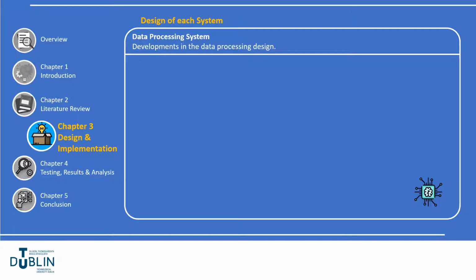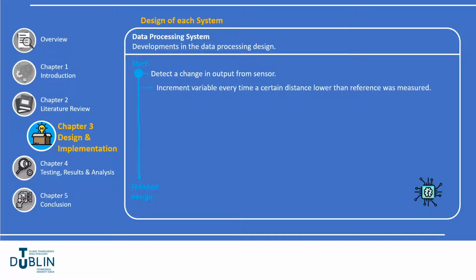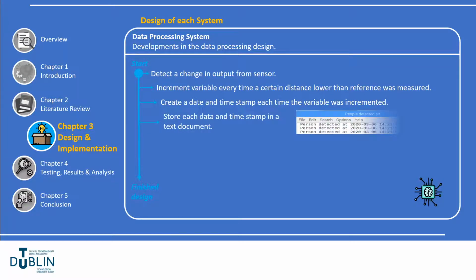The next system to undergo the design process was the data processing system. The developments of this system are described in chronological order. The starting script was simply able to detect a change in output of each sensor. From here, the script was developed to increment a variable every time a certain distance, lower than a hard-coded reference distance, was measured. From here, a date and timestamp was created each time the variable was incremented. Each date and timestamp was then stored in a text file as shown in the image.